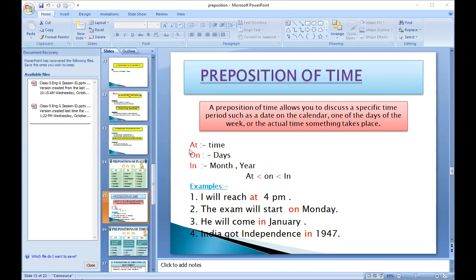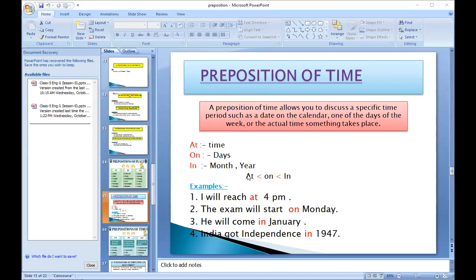So here we use at. जब हम टाइम यूज करते हैं तो we use at preposition. When we talk about days we use on preposition, and when we talk about months we use in. जब हम preposition month और years की बात करते हैं we use in preposition.